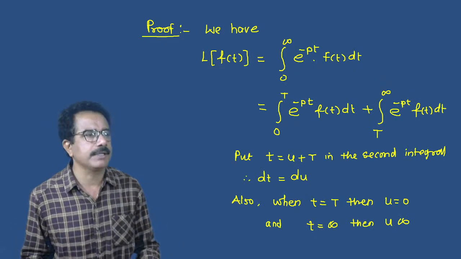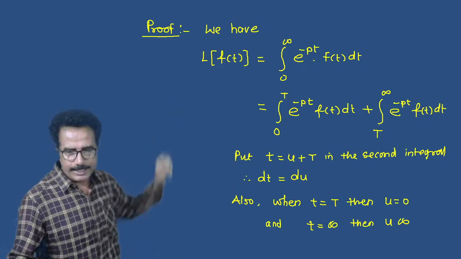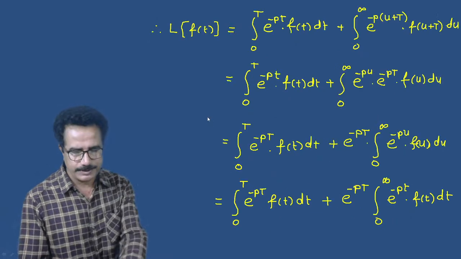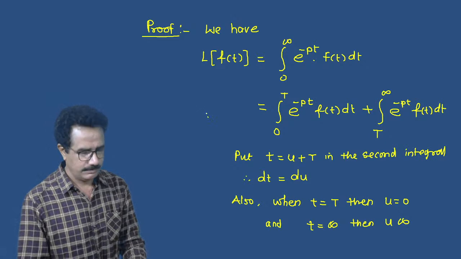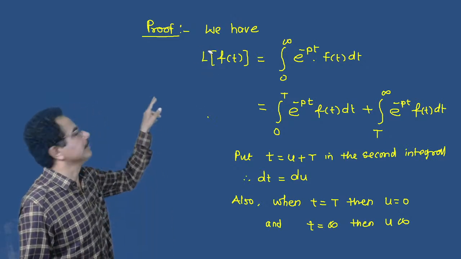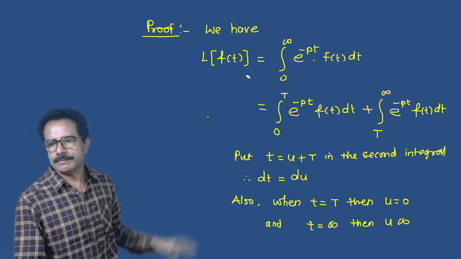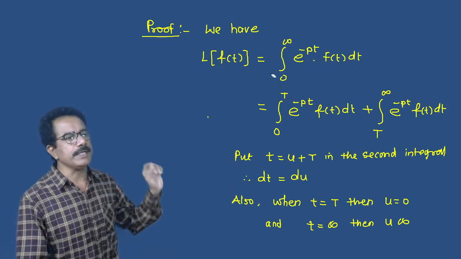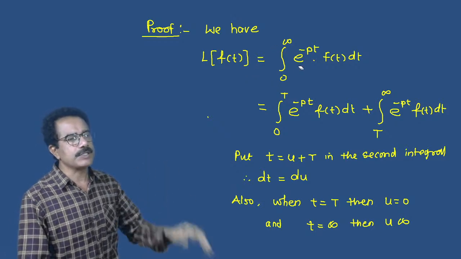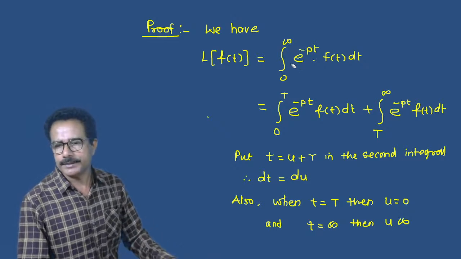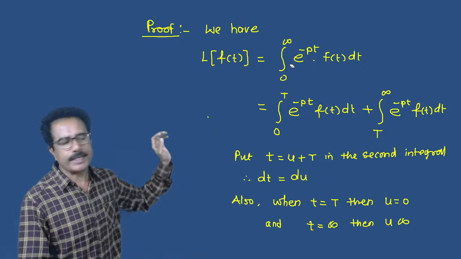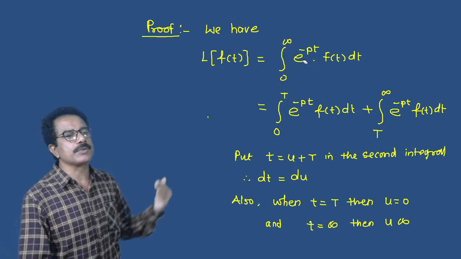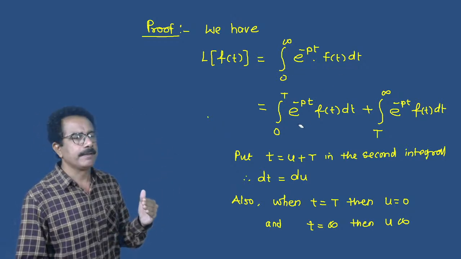Actually, according to the definition of the Laplace transformation, L of f of t is equal to the integral from 0 to infinity of e raised to minus pt into f of t dt. Okay. Now, the integral from 0 to infinity of e raised to minus pt into f of t dt.